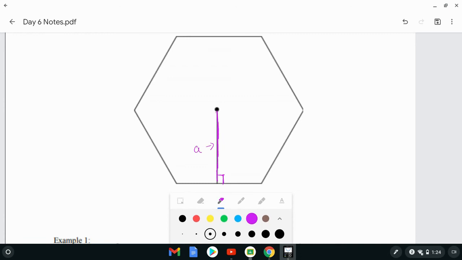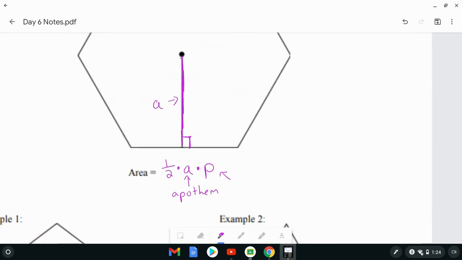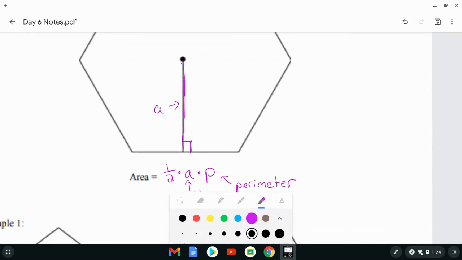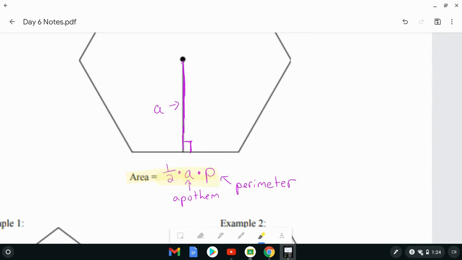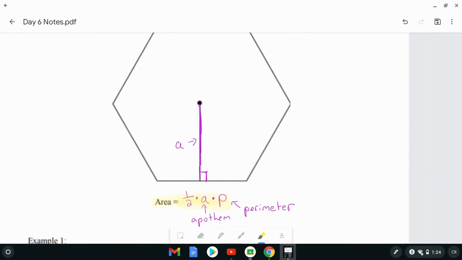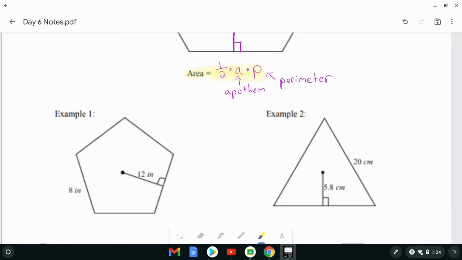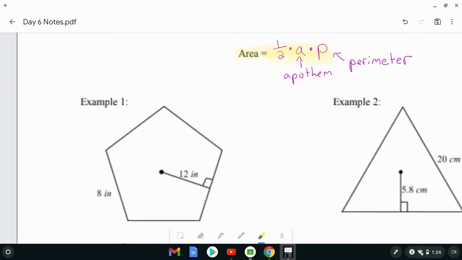P for this formula is the perimeter. So we want to make sure we know this formula. It's on that formula sheet that we gave you with the completed formulas, but that's how we find the area of a regular polygon, which again, we use when it is larger than 4 sides, because we have the formula for a parallelogram, any type of quadrilateral really. So let's go ahead and check out these 2 examples.